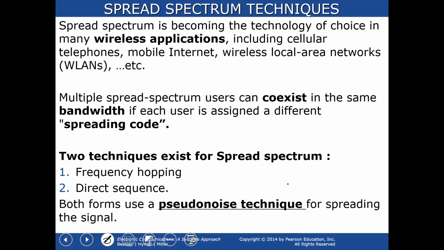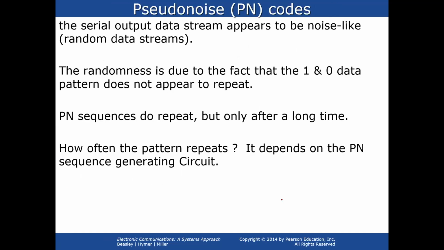There are 2 main techniques that exist for spread spectrum. One is called frequency hopping. The other one is called direct sequence. Both forms will use what we call a pseudo noise technique. So let's take a look at the pseudo noise technique first before we talk about frequency hopping and direct sequence. The pseudo noise codes are popular in spread spectrum communications because of the randomness of the serial output that it creates. The data stream appears to be a noise-like signal, instead of just a regular one. So these random data streams are usually used to spread your radio frequency signal so that it appears to be like noise.